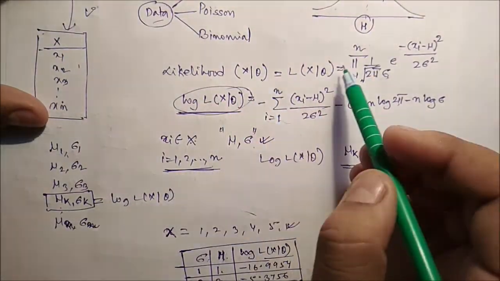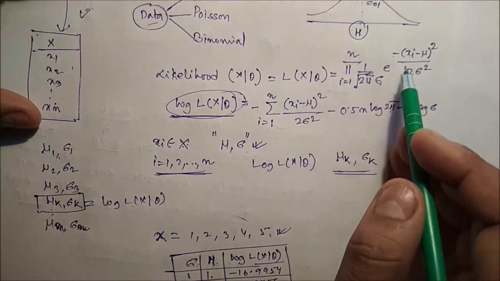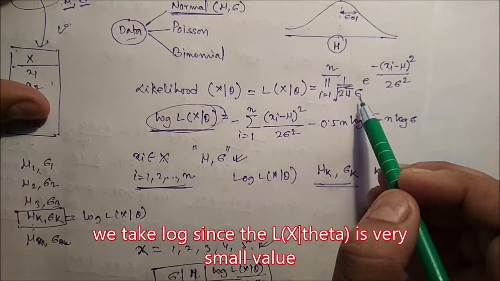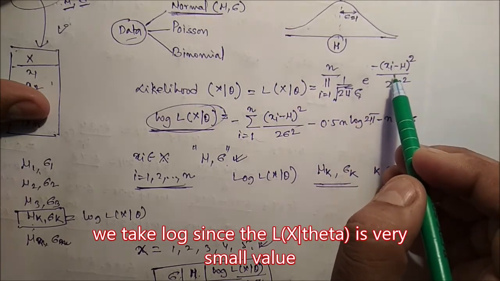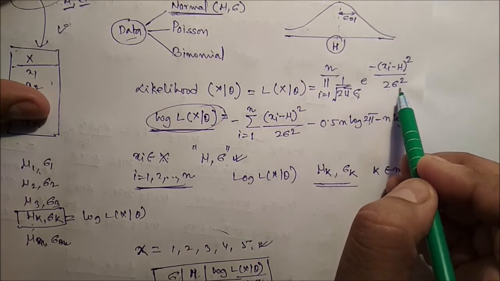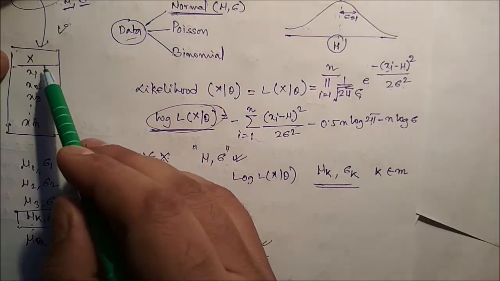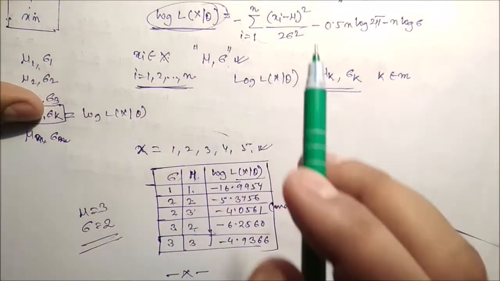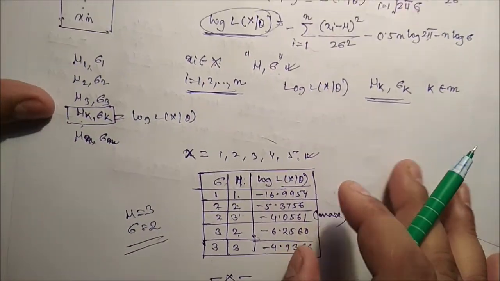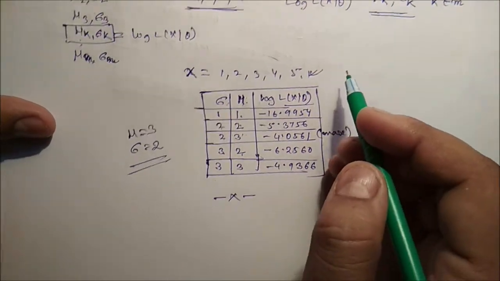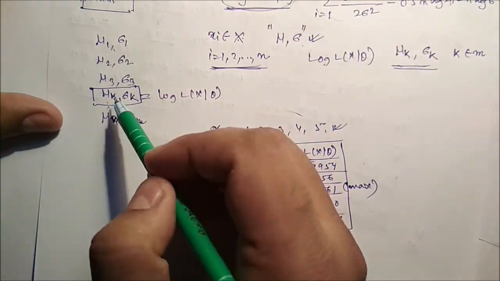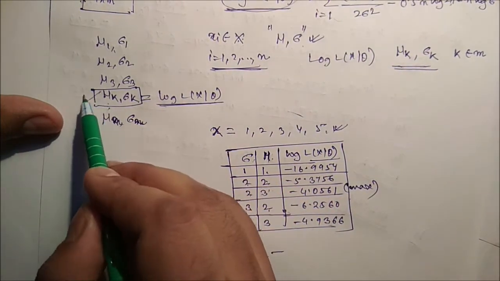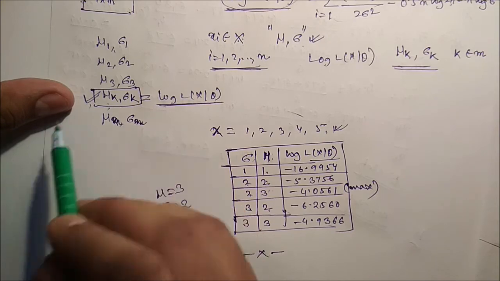This is the function of the normal distribution: the product for i equal to 1 to n of 1 by square root of 2 pi sigma, e to the power minus (xi minus mu) square by 2 sigma square. Here xi are the data values. If you take log values, we get this particular equation. Now our aim is to identify mu and sigma. For a set of mu and sigma, calculate this value, and when this value is maximum, select those as the population mean and standard deviation.